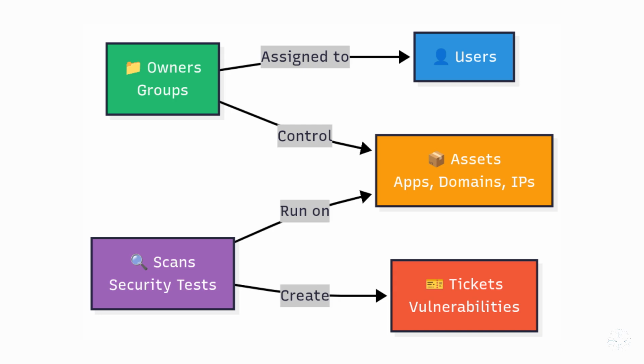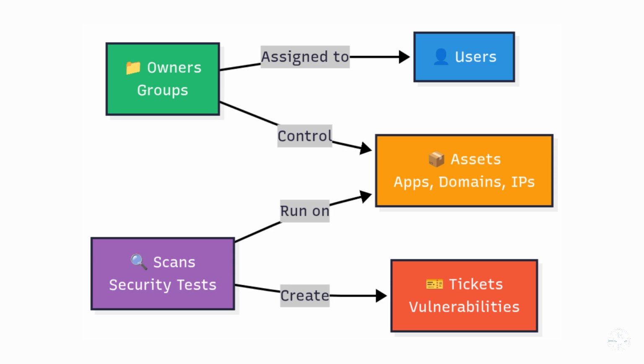Owner-Based RBAC solves this by adding granular, team-based access control that allows you to scope user access based on their assigned owners. The flow is simple. Owners are assigned to users. Owners control assets like mobile apps, domains, and IP addresses. Scans run on assets. After completion, scans create tickets for discovered vulnerabilities. Access automatically propagates. If you have access to an owner, you automatically access all its assets, scans, and tickets. No manual permission management needed.